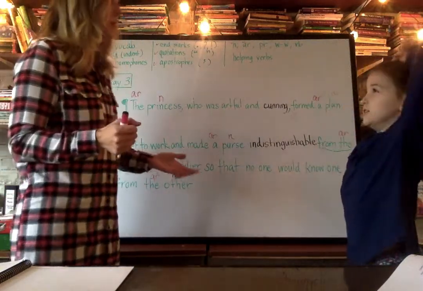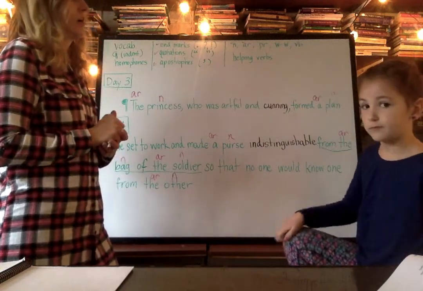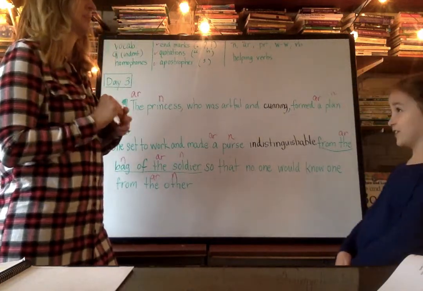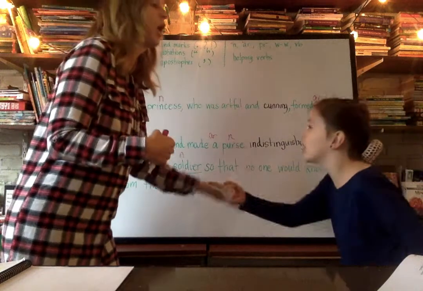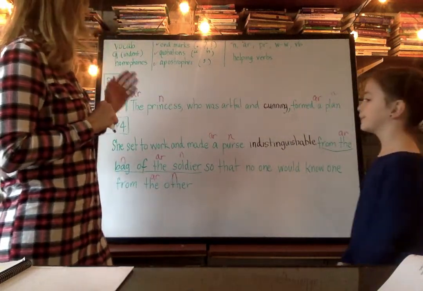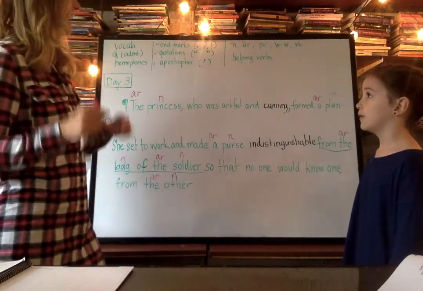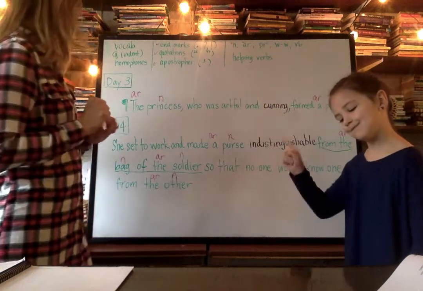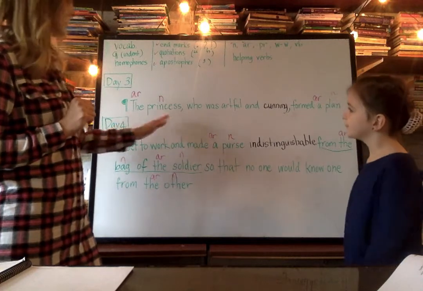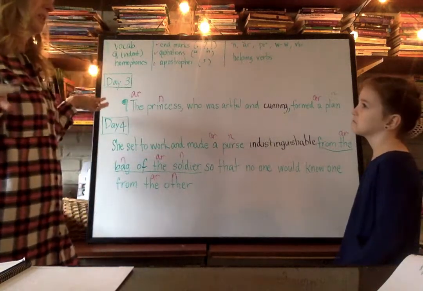Now, one thing that we've noticed is that all of the pronouns that we've used so far are personal pronouns because they take the place of a person. So let's be thinking about that as we look for pronouns. We're going to be looking for those words that take the place of the name of a person. So let's see. Do we have any pronouns in our day 3 sentence? The princess who was artful and cunning formed a plan. Pronouns? I don't think so.